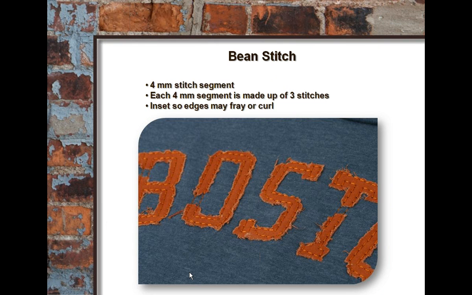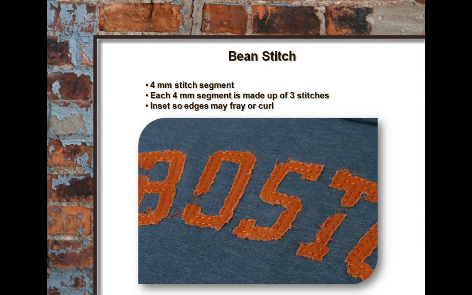So here we're going to talk about the stitch types that you might want to choose, and this bean stitch is probably the most popular in distressed applique, versus regular applique where you see more of a zigzag stitch or a satin stitch. The bean stitch is what you primarily will see with any applique out there. The bean stitch that we have is a 4mm stitch, and each 4mm stitch segment is made up of 3 stitches. So it's really nice, and you can see it really well. It's a nice decorative stitch on top. And it's also inset, so the edges may fray or curl even more.